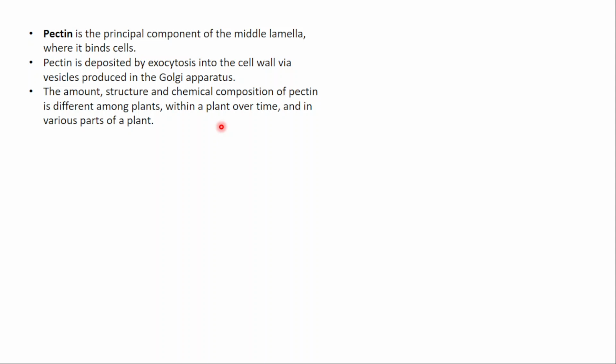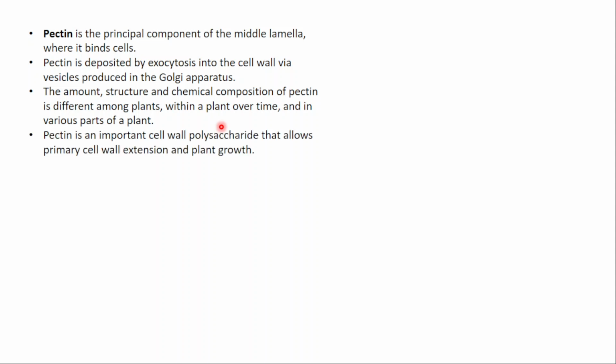So pectin is a molecule which provides rigidity to the cells of a plant. Whichever organ or whichever stage we need rigidity and hard force, we need pectin. So in those areas, pectin will be high inside the plant. Pectin is an important cell wall polysaccharide that allows primary cell wall extension and plant growth.